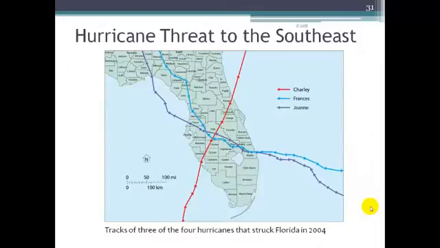This map shows the paths of 3 hurricanes that struck Florida in 2004. So grateful I don't live in Florida. Beautiful state, has a lot to be offered, but during hurricane season, I mean, chances are you're going to get nailed, one way or another. And in this one year, they had 3 hurricanes crisscross the Florida Peninsula, and some of them kind of make their way up into the Panhandle area.